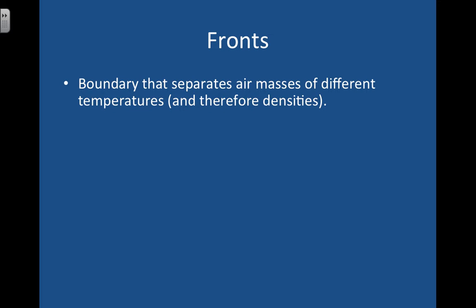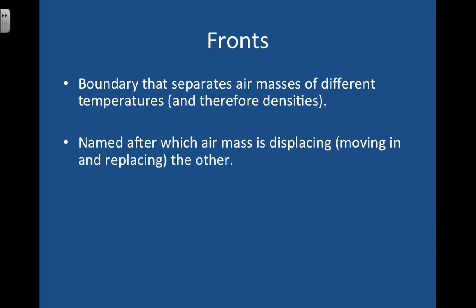So a front is a boundary that separates air masses of different temperatures. And since they have different temperatures, they have different densities. So remember I said that almost everything in all of this class happens because of density or convection. The weather that happens at fronts, it's the exact same thing. It happens because of different densities.